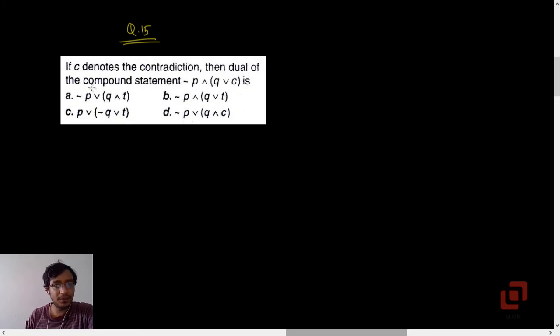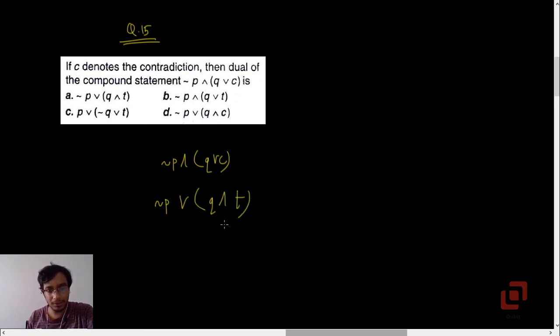Question number 15 now. If C denotes the contradiction, then the dual of the compound statement negation P and Q or C is. See, its dual is a very straightforward thing to get. Negation P or Q and tautology. Okay, or by and, and by or. Contradictions by tautologies. Negation P or Q and T. Option A.